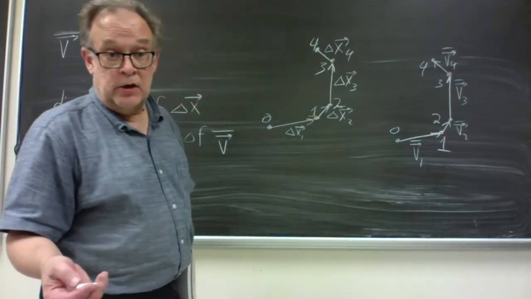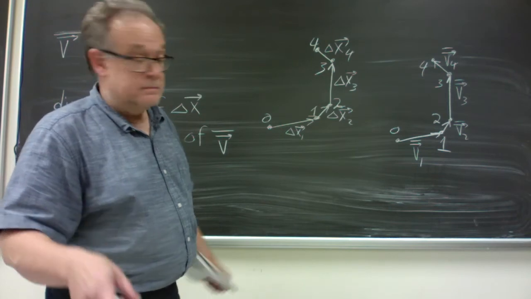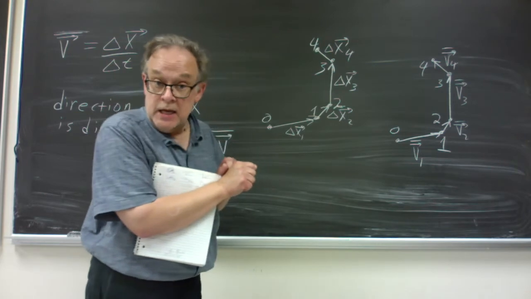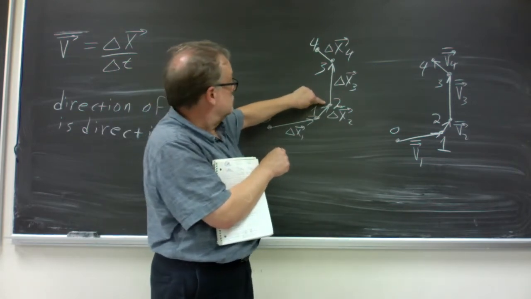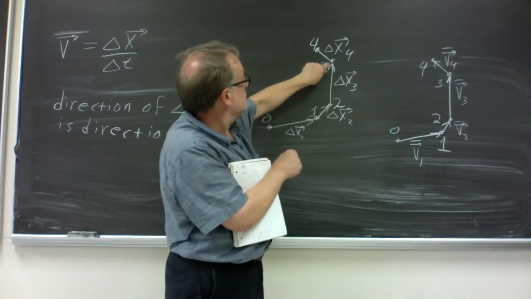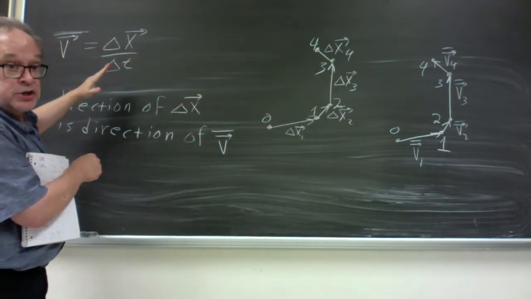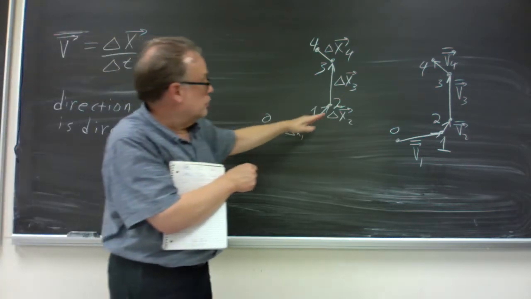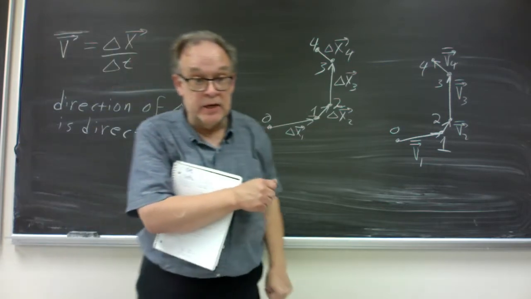And since in a motion diagram all the time intervals are the same, that is, the time it took to get from here to here is the same as the time it took to get from here to here, and that's the same as the time it took to get from here to here, and that's the same as the time it took to get from here to here, then that means that in this equation, whatever displacement you're talking about, displacement 1 or 2 or 3 or 4, delta t is the same in every case.